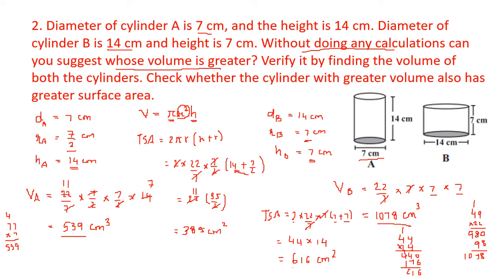So in this sum you can see the volume of B is greater than volume of A, and even the total surface area of B is greater than total surface area of A. So in this sum, the one with the greater volume has the greater surface area. I hope this sum is clear to you. If not, you can rewind the video and see it once more.